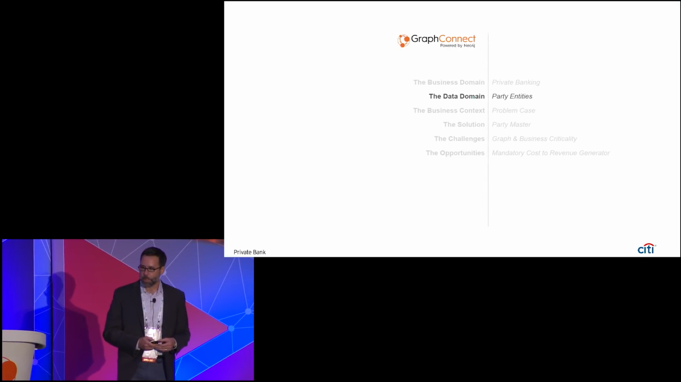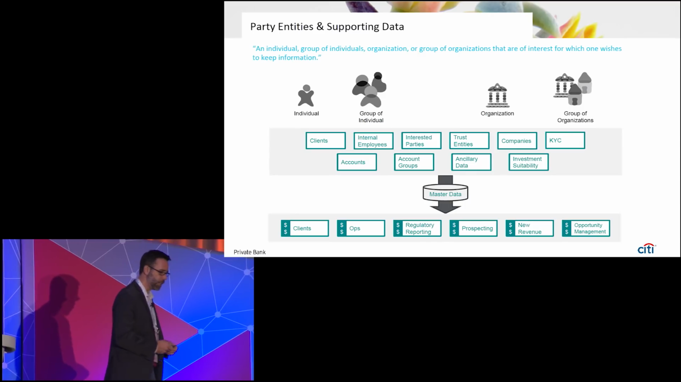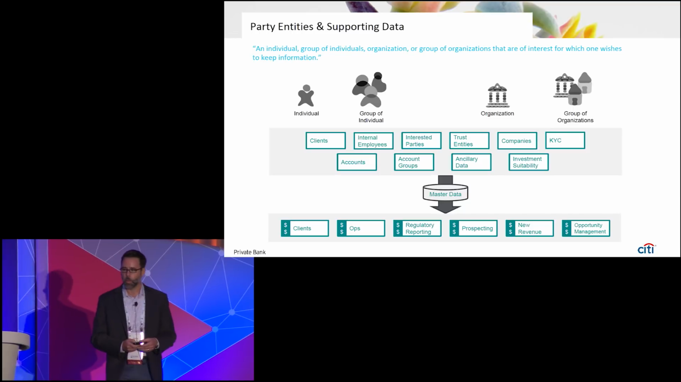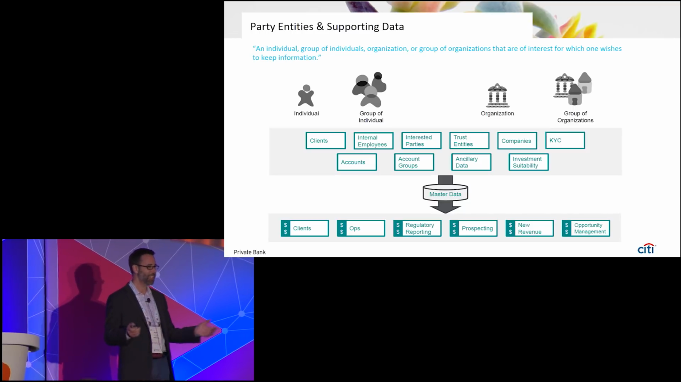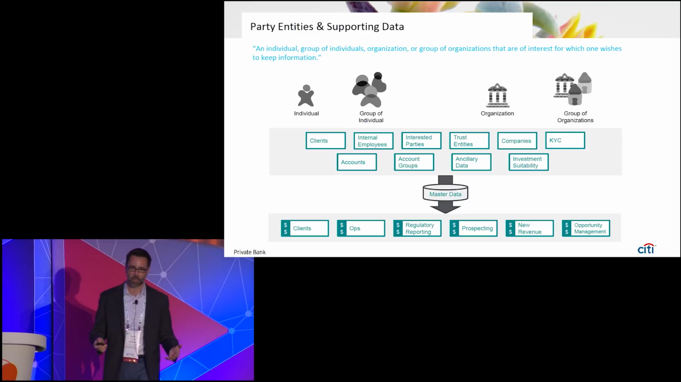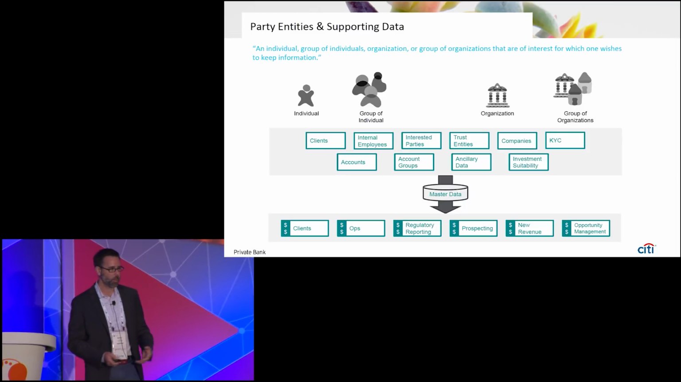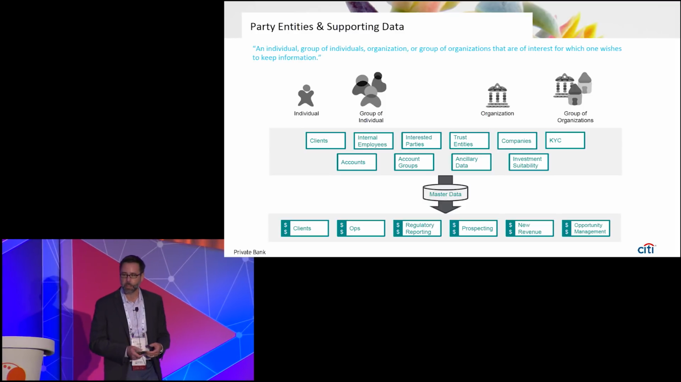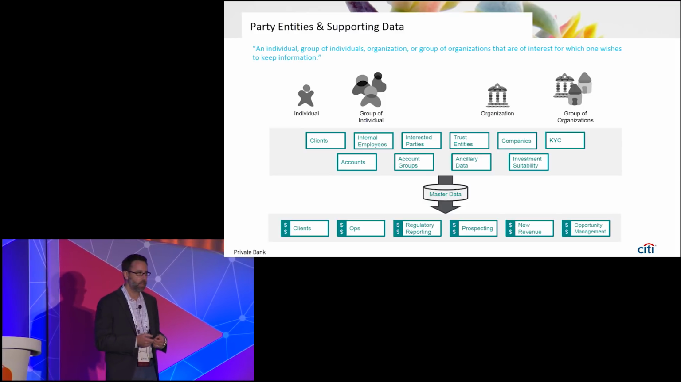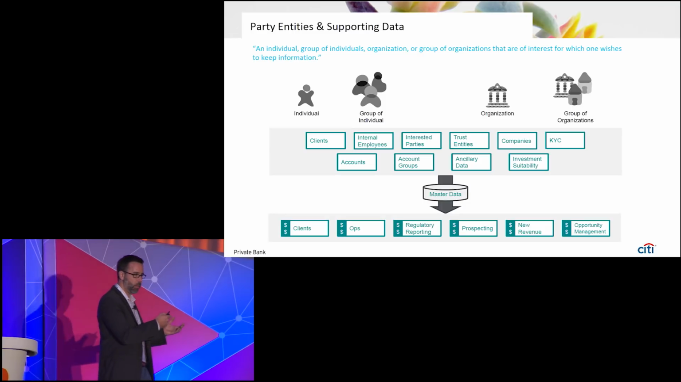So let's talk a bit about the data domain. So again, some additional context. What we're really talking about is the party entity. So if you're a classic data modeler and data governance person, you talk in terms of entities, we're talking about the party. And parties are basically individuals, organizations, groups of organizations upon which you need to hold information.